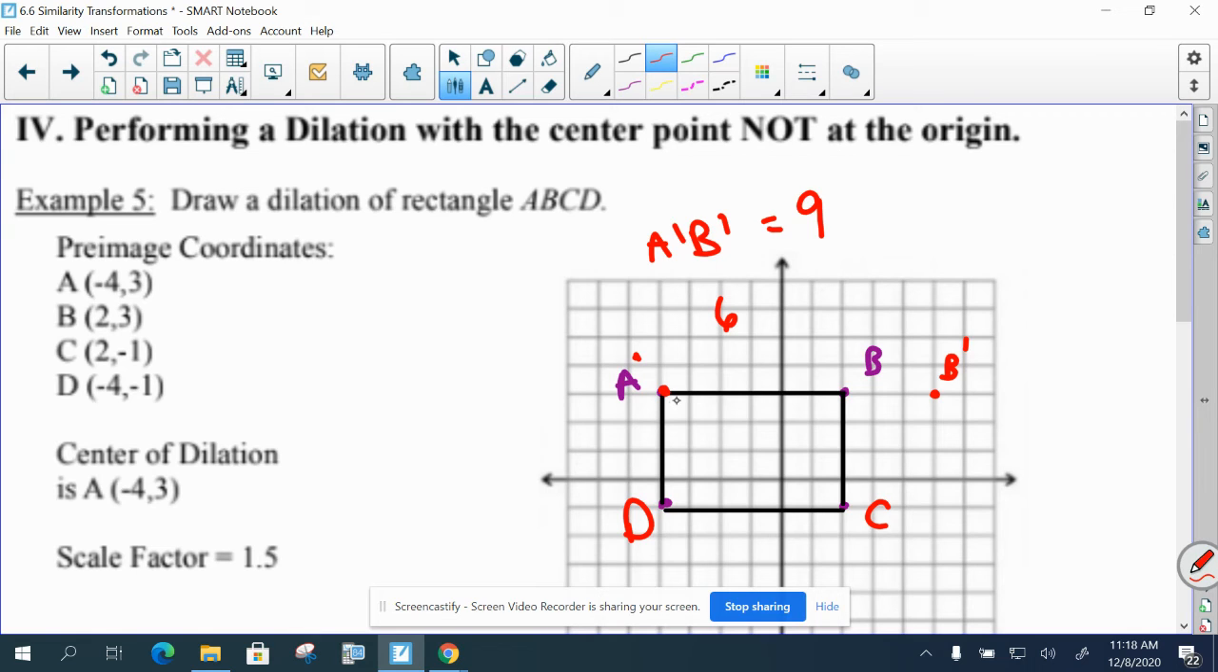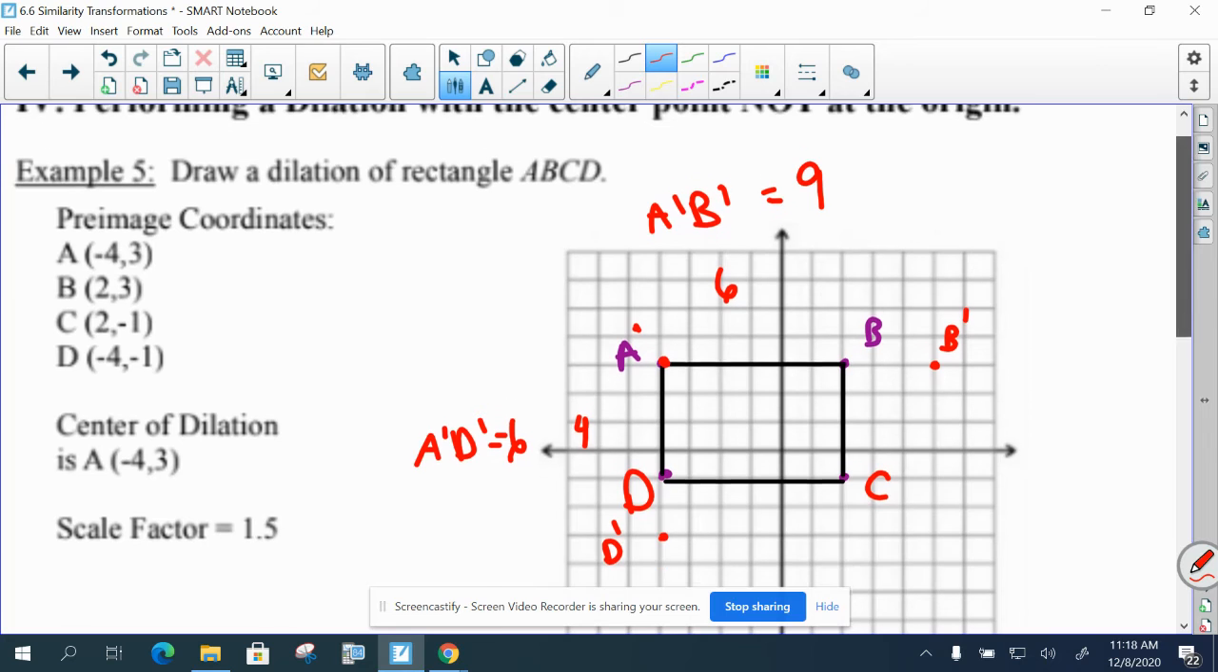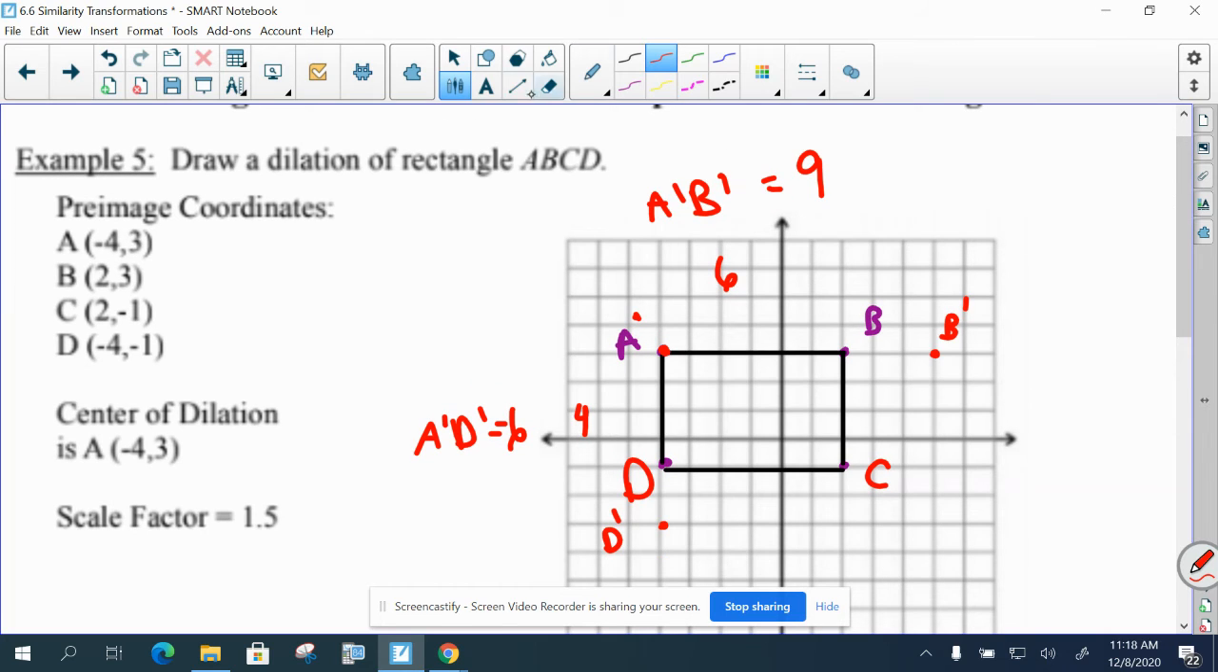And then AD is 1, 2, 3, 4. So 1.5 times that is going to be 6. So A prime D prime is going to be equal to 6. So that would be this point here. And then based on that, you can figure out where C prime will be because it's just a rectangle. And so that's how these kinds of questions will work out. It won't ever give you something that is too hard to solve, that would require advanced algebra to figure out.